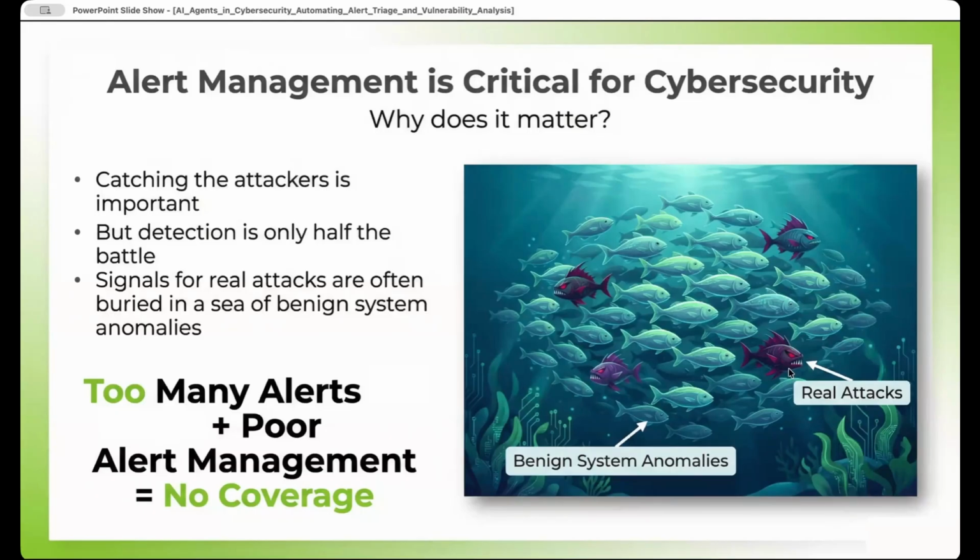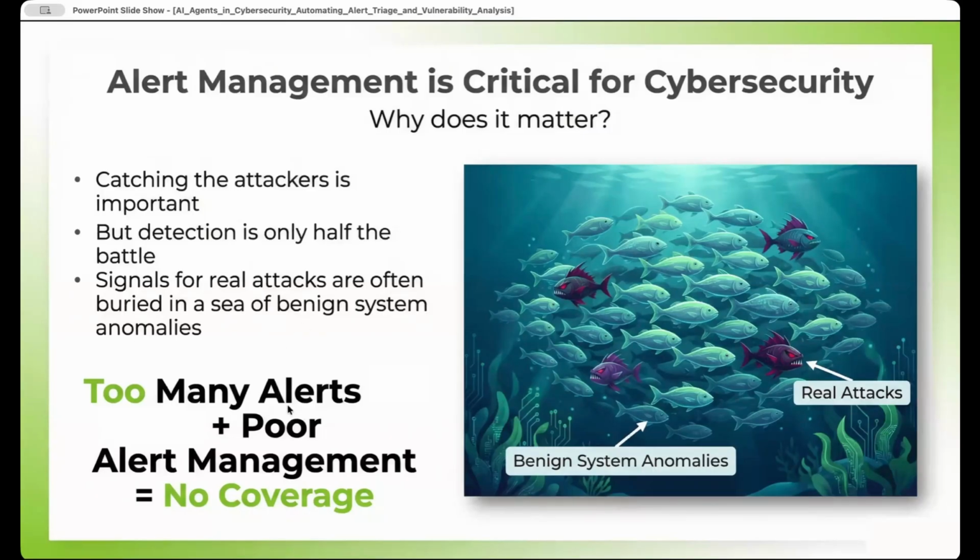You have heard about the recent AWS and Azure breakdowns of the system, right? Those are real critical alerts, where the service is down and it's going to have a big impact on the customers. So catching the critical alerts is very important, and detection is only half the battle, and the signals of real attacks or alerts are often buried in a sea of benign anomalies.